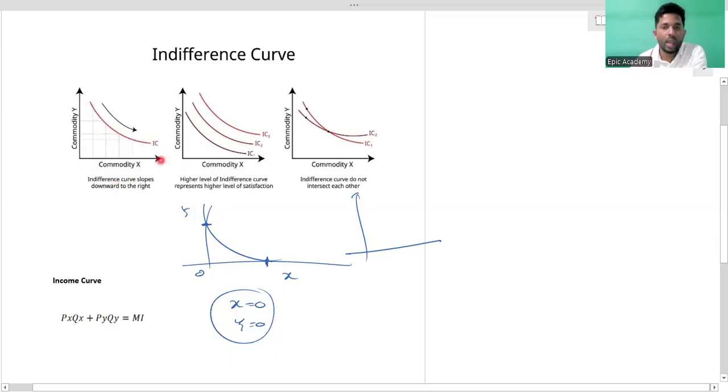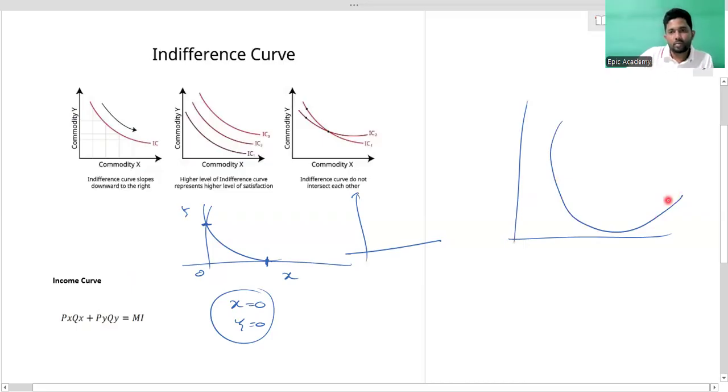Yes, convex to the origin, and it is a bit like a rectangular hyperbola. It's not going to cross the axes, something like that. It's one of the major critical identifications related to the indifference curve. And the next one is that an upper-level indifference curve represents a higher level of satisfaction. So IC3 displays the higher level of satisfaction, and IC1 displays the lower.